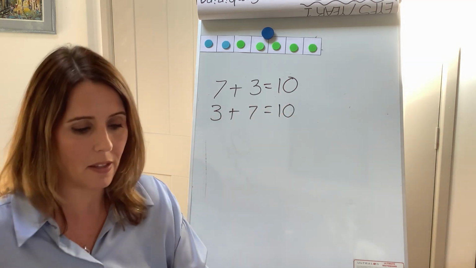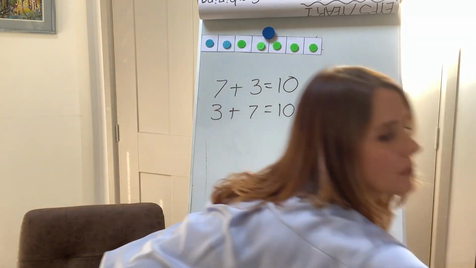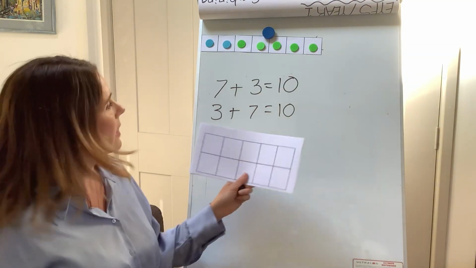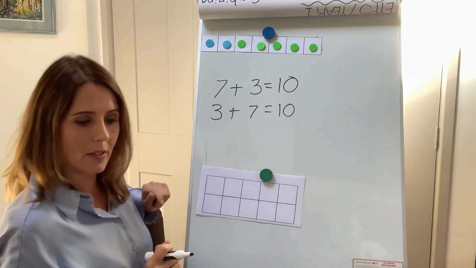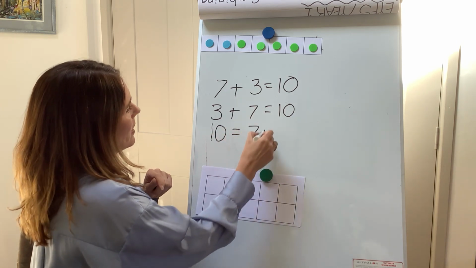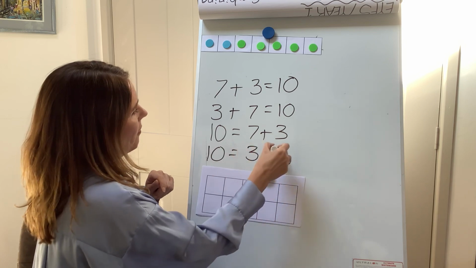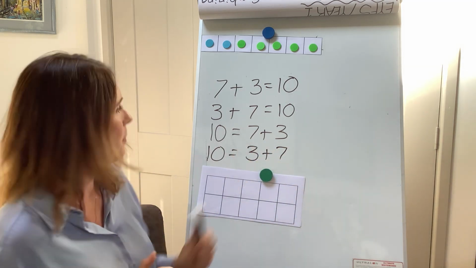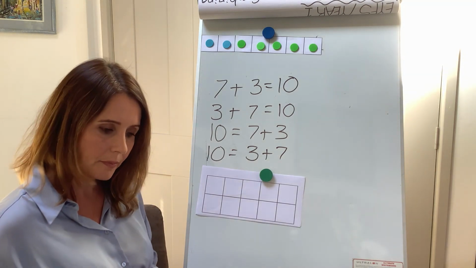Now if you want to check this, you can use your tens frame to do this. Use counters on the tens frame to find the different numbers that go together to make 10. We can have 10 is equal to 7 and 3. And 10 is equal to 3 and 7. Those are all the number bonds using those numbers that go together to make 10.